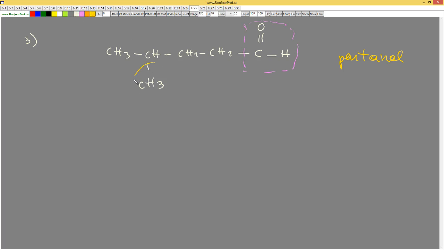What is this one? Methyl. So what will be the complete name? First, we have to number our carbons. Here, there is no confusion, no ambiguity. The first one must be the 1 because the function always has the priority. And this one will be 1, 2, 3, 4, 5. And now it will be 4-methylpentanal.